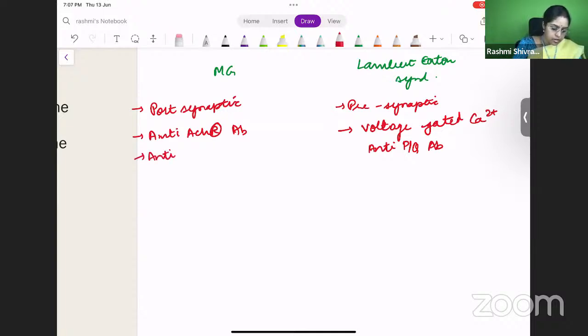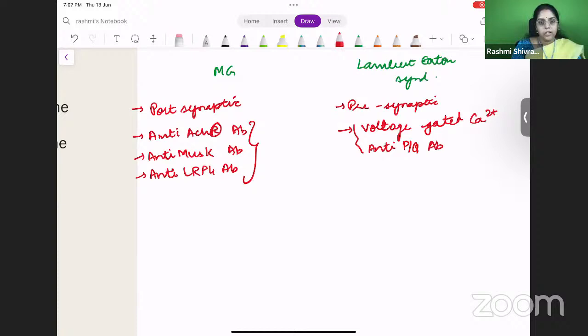Anti-MuSK antibodies, muscle-specific kinase antibodies, or anti-LRP4 antibody. So in myasthenia gravis, you need to remember these three antibodies, whereas in Lambert-Eaton syndrome, you need to remember just one antibody, the anti-P/Q antibody. This is a postsynaptic defect. This is a presynaptic defect.